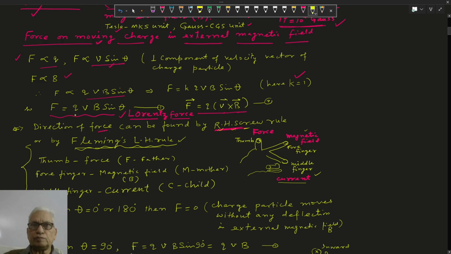Here, in this formula, F = qvB sin theta. If theta is 0 degrees or 180 degrees, then the force will become 0, because sin 0 is 0 and sin 180 is also 0. So there is no force and no acceleration. This moving charge will move without any deflection in the external magnetic field because there is no force.